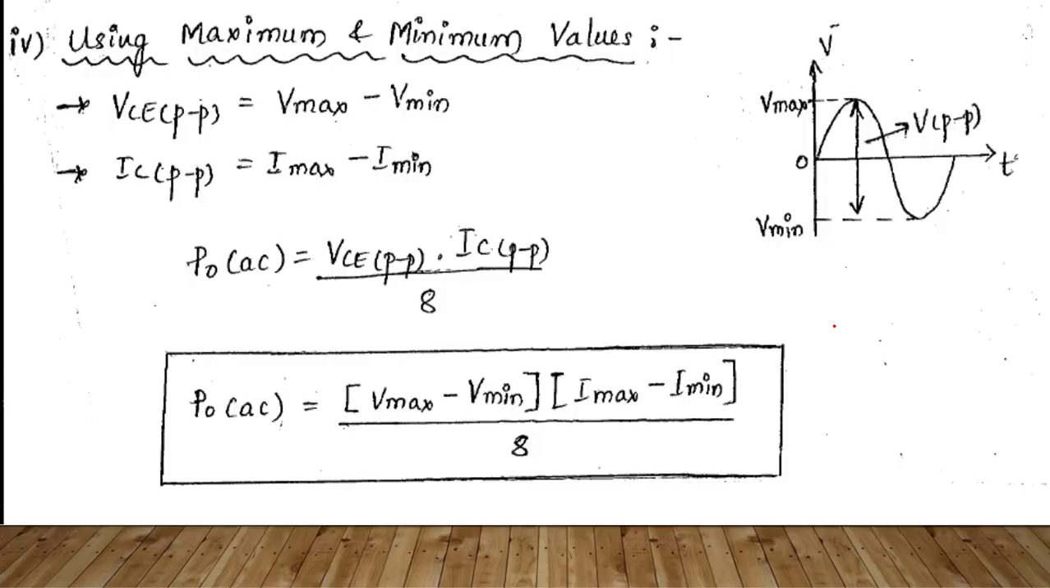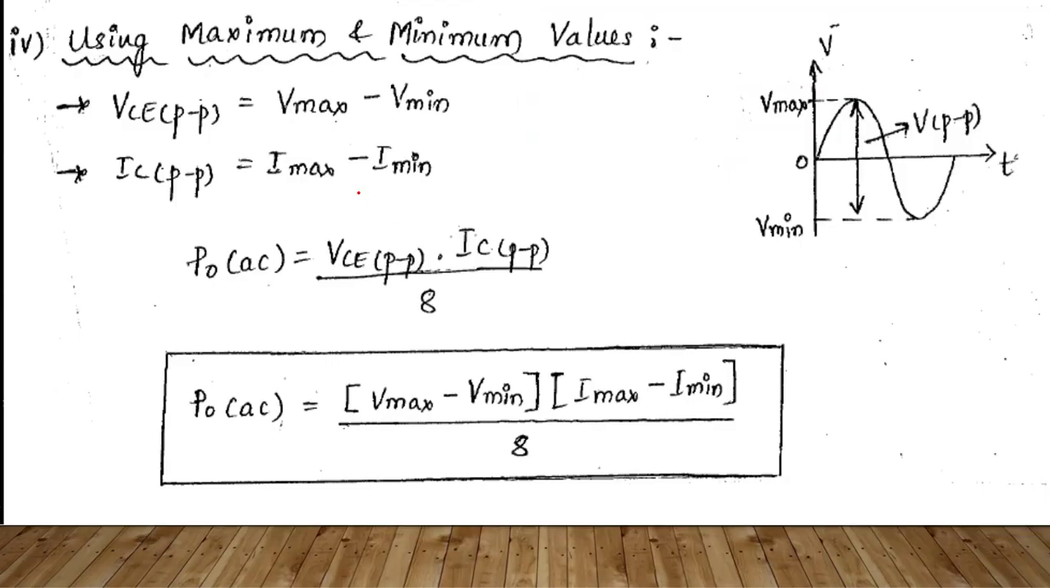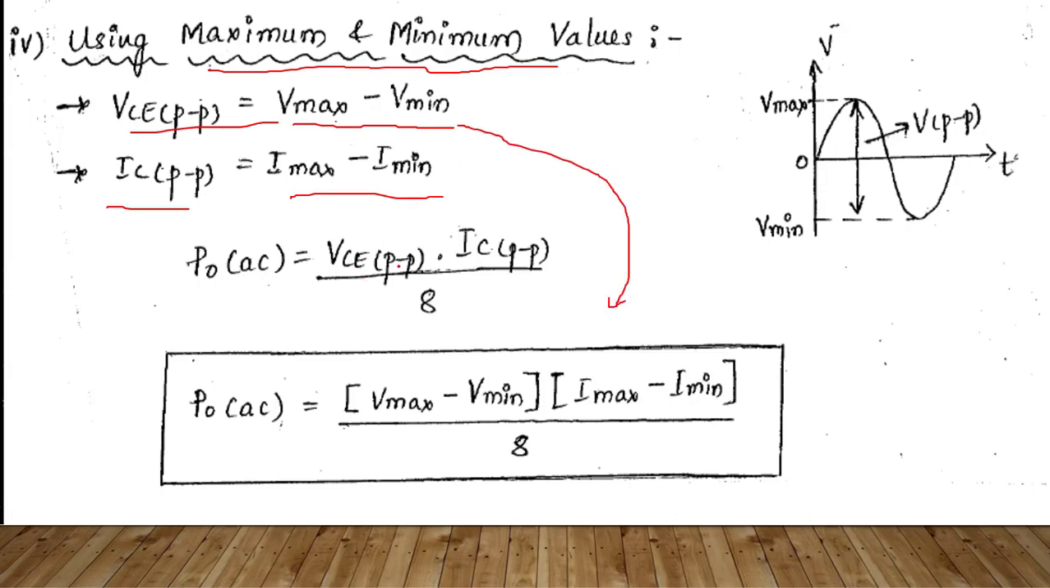Now actually I have done one more thing. This is exactly the same as the previous one. Here, in the peak to peak signal, this is only another name we are writing, as maximum minimum. In the exam they will ask for maximum minimum value also. So what you have to do, instead of writing peak to peak, write V max minus V min, and IC peak to peak means I max minus I min, and apply that, you will get VCE peak to peak into IC peak to peak divided by 8.